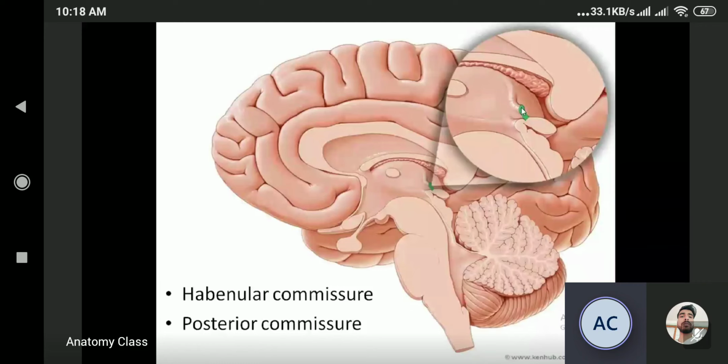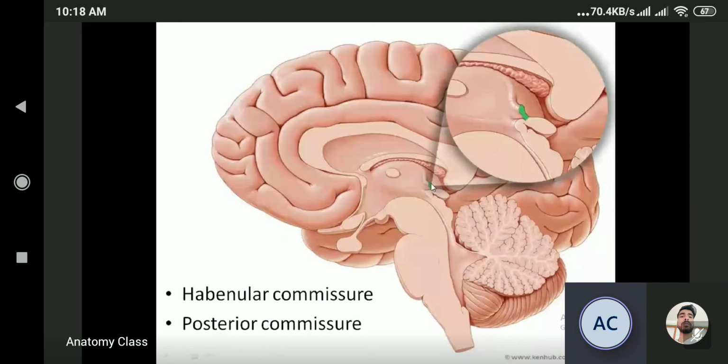Then the posterior commissure here is present at the inferior stalk of the pineal gland. The habenular commissure forms the superior stalk of the pineal gland, and the posterior commissure forms the inferior stalk of the pineal gland. These posterior commissures connect the language areas of the two cerebral hemispheres. Commissural fibers and projection fibers, you are already clear about. So this is the posterior commissure, and this forms the habenular commissure with the habenular nuclei and pineal gland.